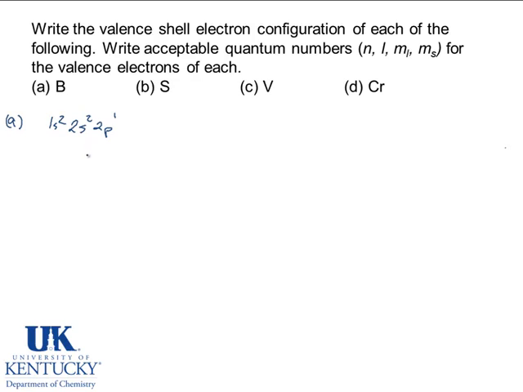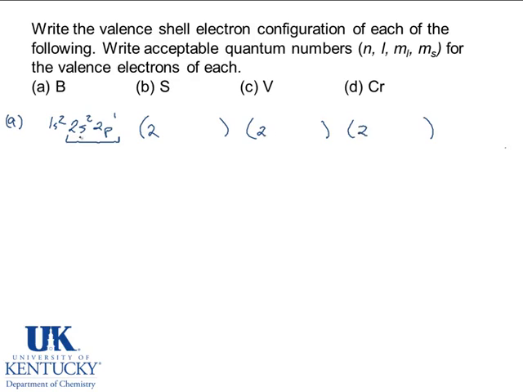Now the valence shell is all electrons with the highest n. So this is my valence shell, 2s2, 2p1. There are 3 electrons there, so we would need 3 sets of quantum numbers. The first number tells me n. The 2 right here is the n, so we have a 2 for each one of those.